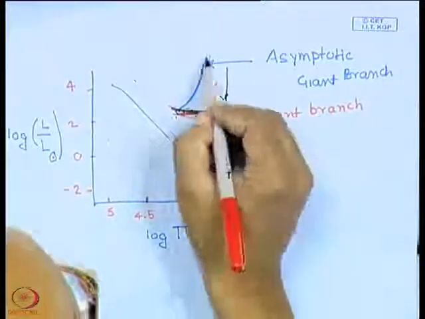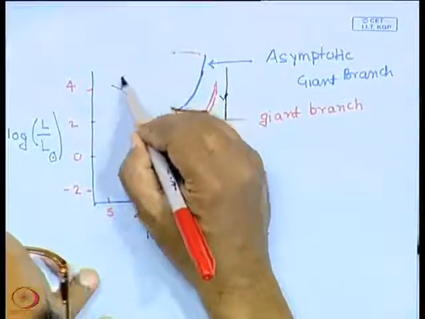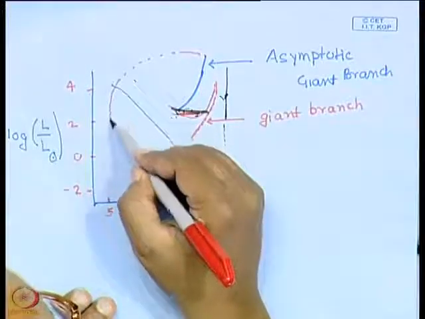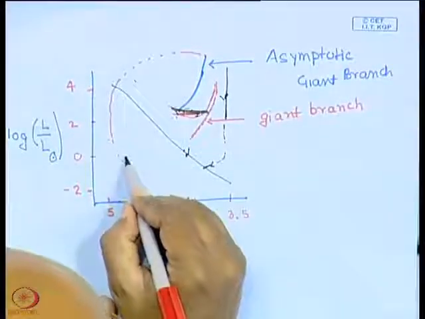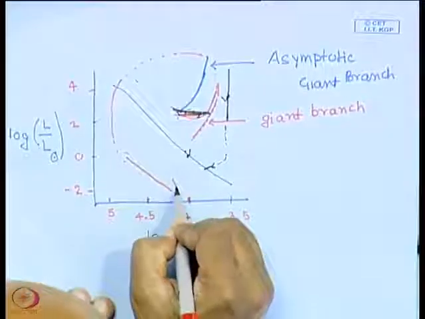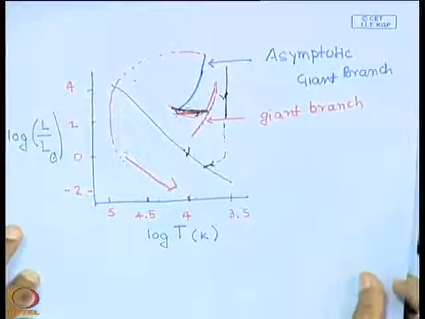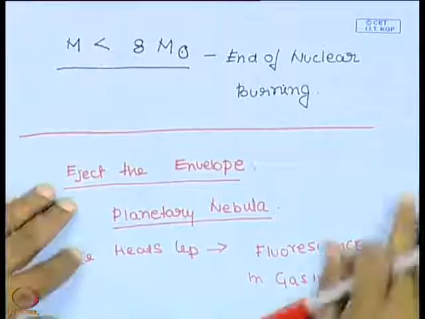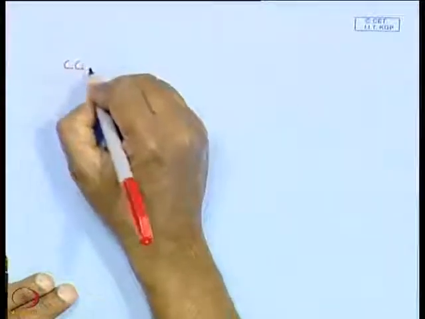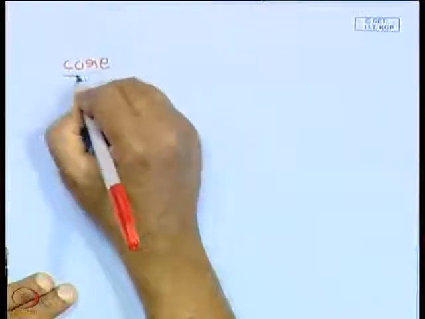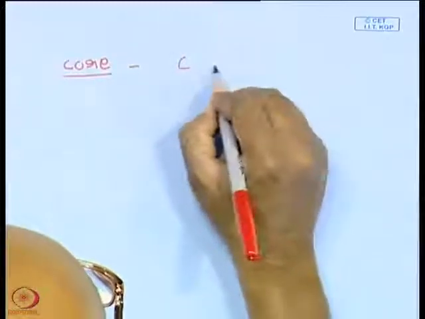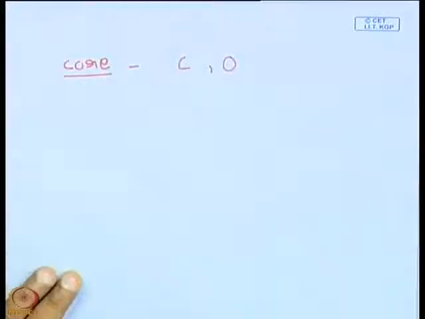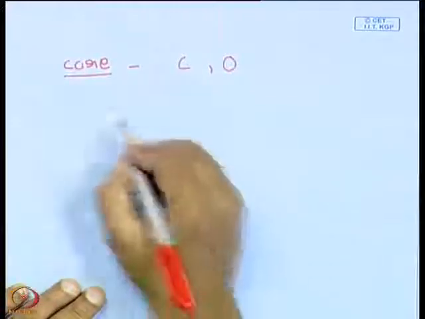So, the track in the HR diagram looks something like this. This will go quite fast. And then it will go into a state over here, slow evolution, which is the white dwarf. The core. So, what you have left after the envelope is blown out is a core. The core is a white dwarf. The core remains, it is essentially made up of carbon and oxygen. This is a white dwarf.